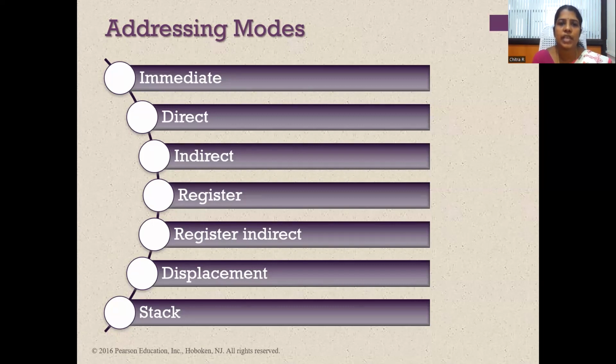The commonly used addressing modes in machine architecture are: first one is the immediate addressing mode, second one is the direct addressing mode, third one is the indirect addressing mode, then register addressing mode, register indirect addressing mode, displacement addressing mode, and stack addressing mode. These are the commonly used addressing modes.